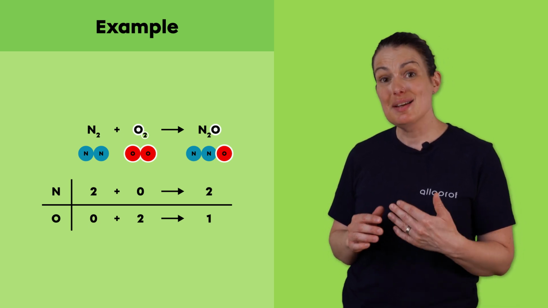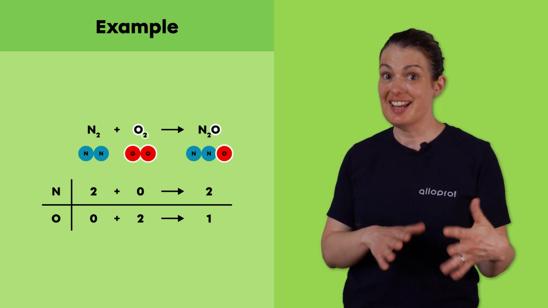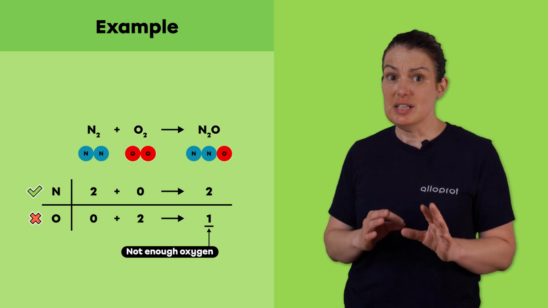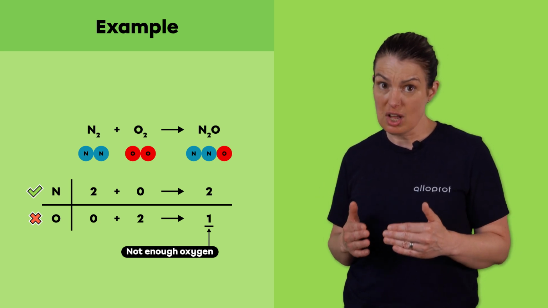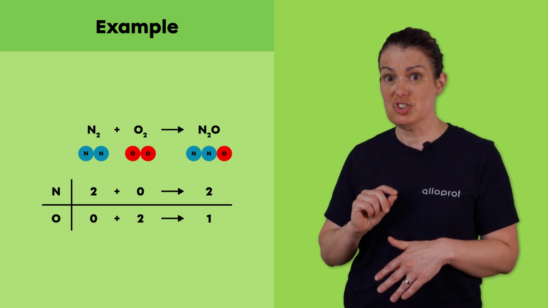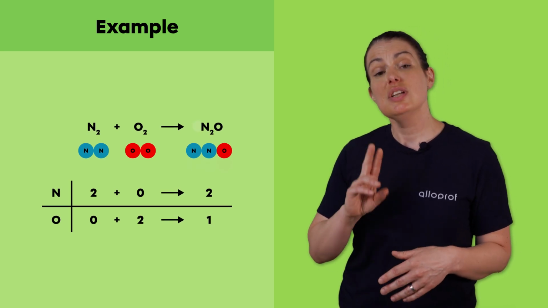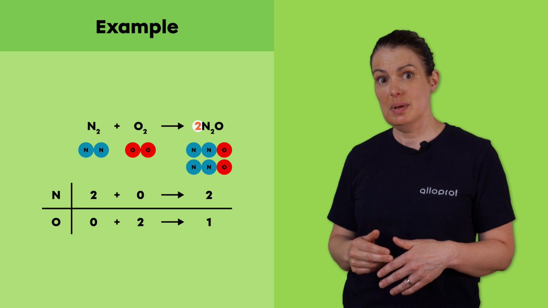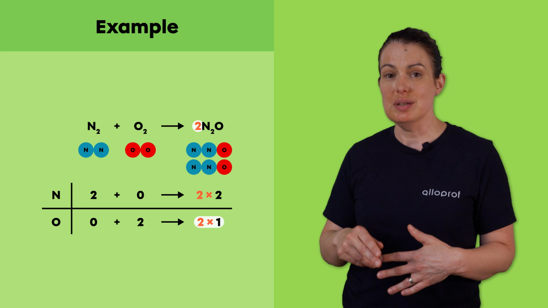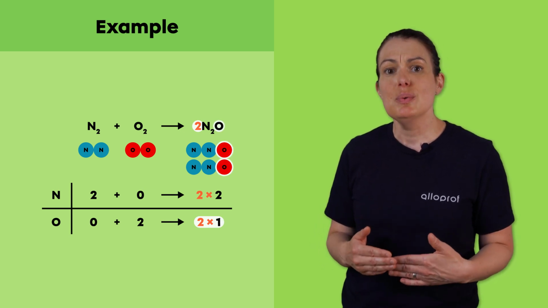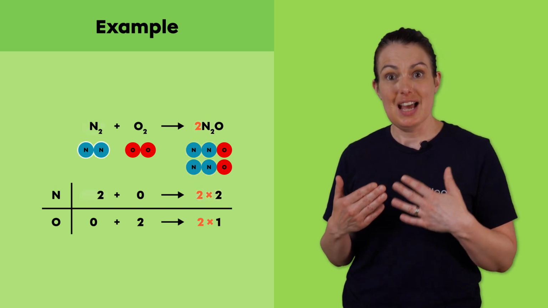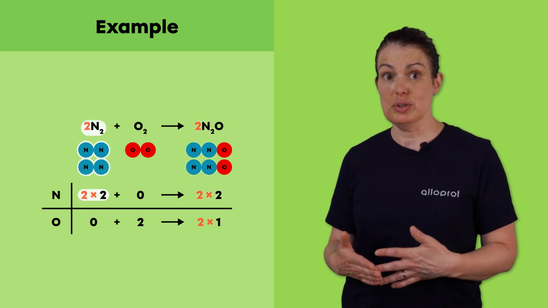Based on the table, the number of nitrogen atoms is the same on the reactant side as on the product side, but this is not the case for the oxygen atoms. This means that the equation is not balanced and does not reflect the law of the conservation of matter. To have 2 oxygen atoms on the product side as well, we need 2 N2O molecules. By adding a coefficient of 2 before N2O, we now have 2 times 1, 2 oxygen atoms. However, we also affected the number of nitrogen atoms, which is now 4. We can add a coefficient of 2 in front of the N2 molecule to balance it all out.